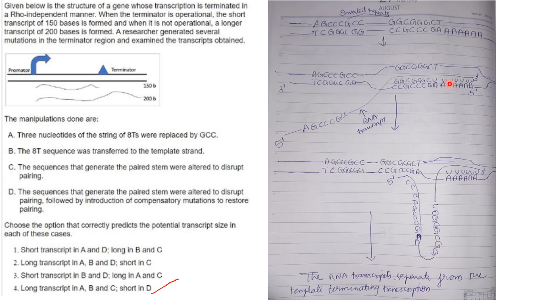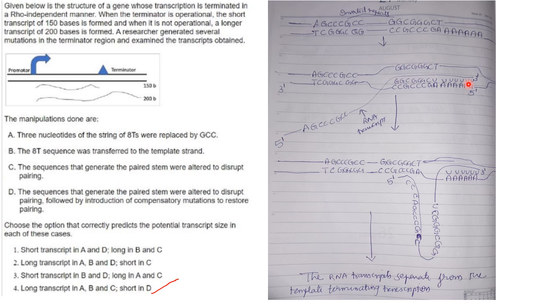In rho-independent termination, the terminator contains an inverted repeat sequence and a string of polyadenine, poly-A. This is the terminator region of the DNA. The inverted repeats are transcribed into RNA. Along with that, the poly-A region is also transcribed and you get poly-U in the mRNA.